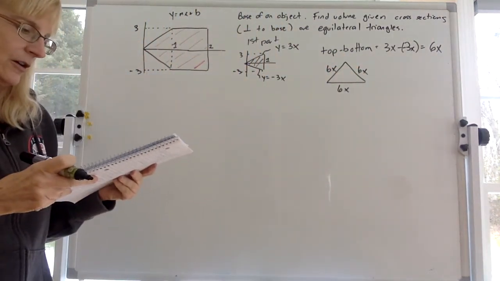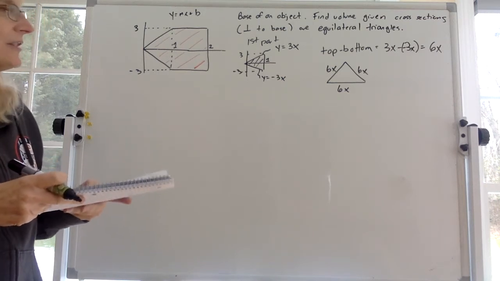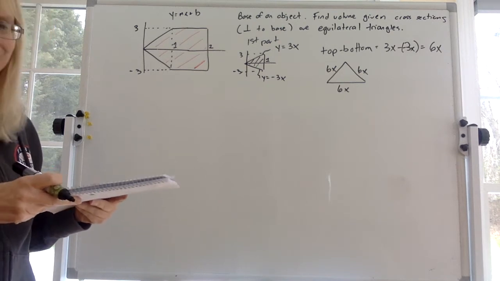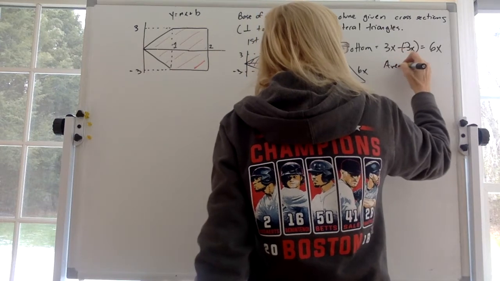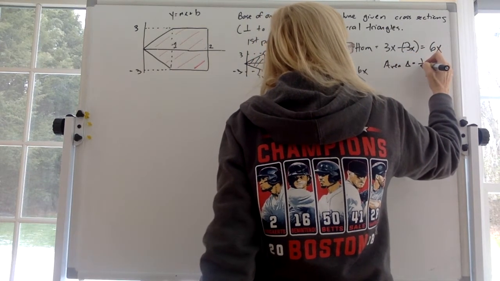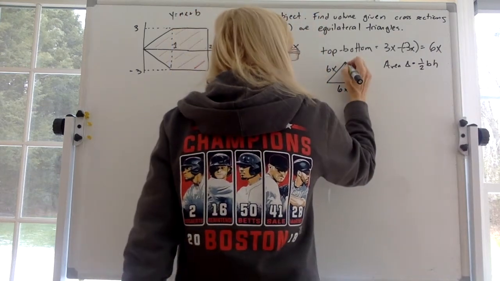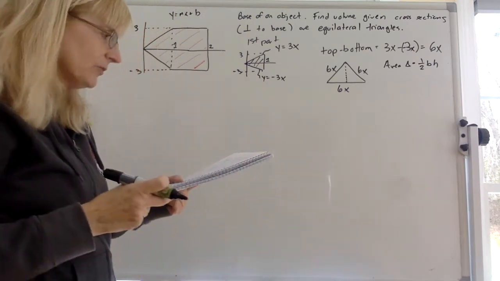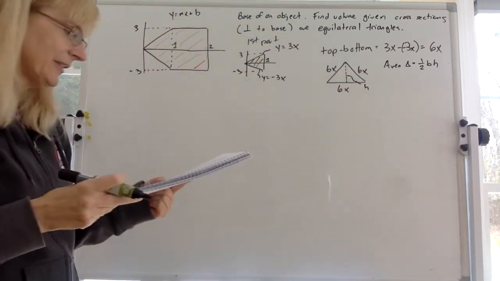Okay, what we want to do is use integration to integrate the area of these equilateral triangles. So we have to figure out the area of this triangle. Who remembers the area of a triangle? Area of a triangle is equal to 1/2 base times height. We know the base is 6x, but we don't know the height, right? We have to solve for the height.